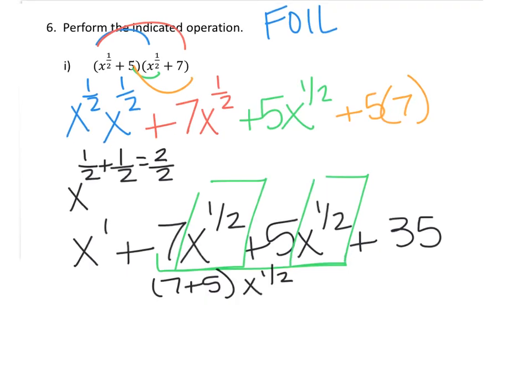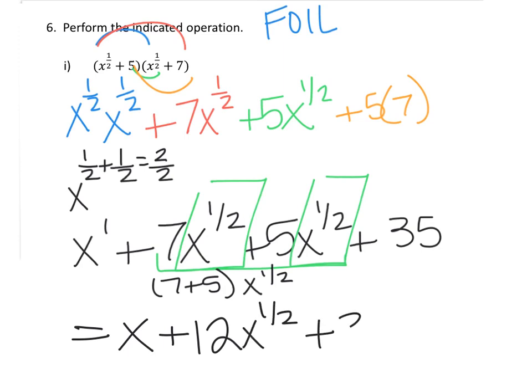So we're going to end up with x plus 12x to the 1/2 plus 35. Now, even though these first two terms have an x, they're not like terms because they do not have the same exponent. This x, remember, has an exponent of 1, and this x has an exponent of 1/2. So we have our final answer.